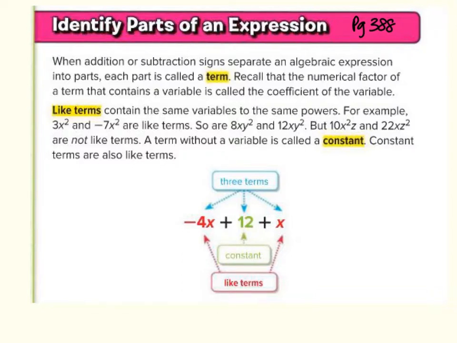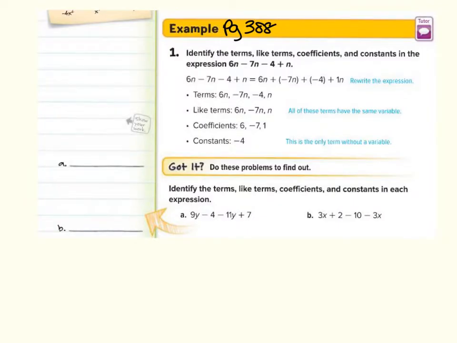It also tells you the definitions for term, like terms, and constant up above. So make sure you go over that and review that before going on. Okay, if you look down at the bottom of your paper on page 388, you'll see example 1. Example 1 has a 4-term expression, and then it lists all the qualifications in order to answer the questions appropriately. So let's go ahead and do got it questions A and B together.